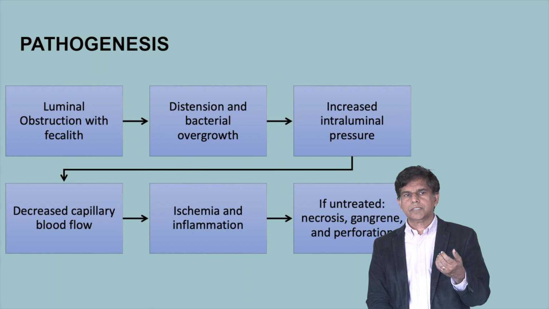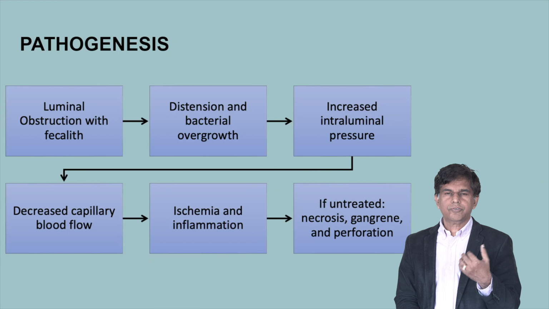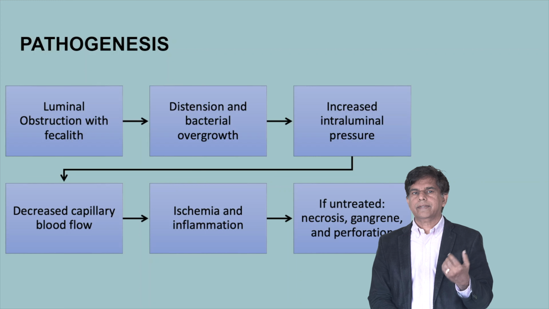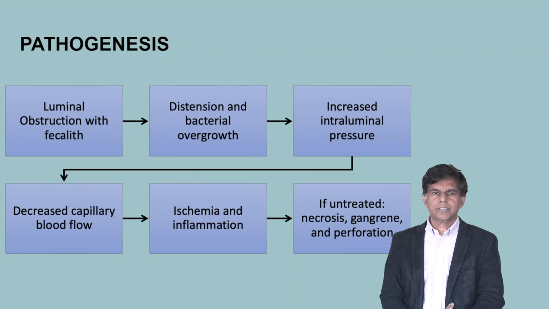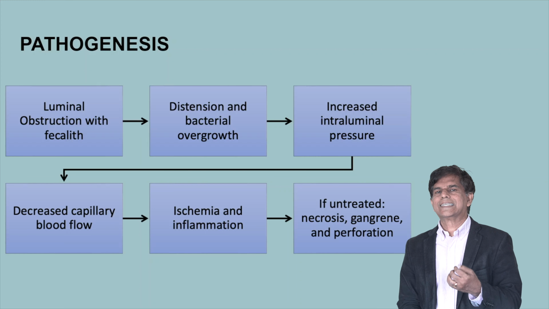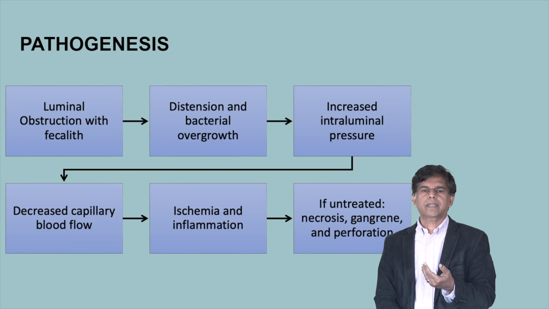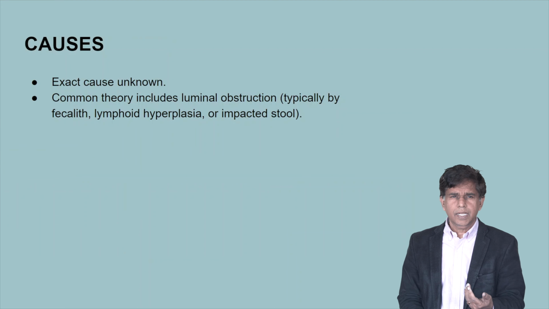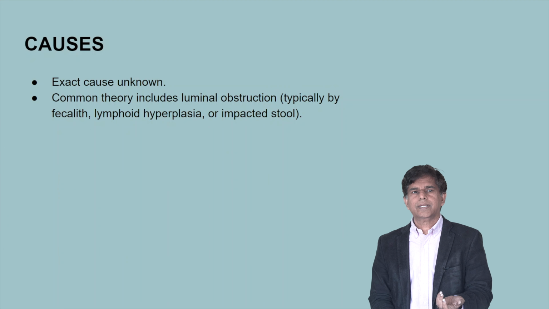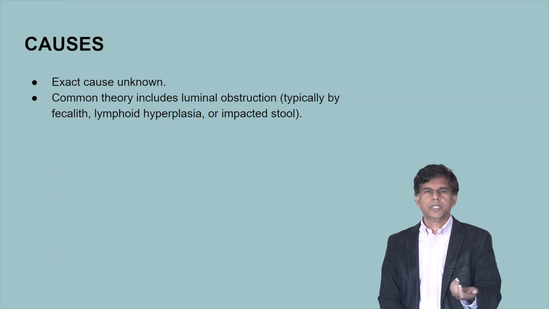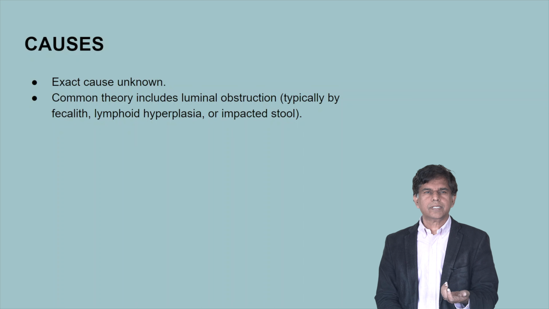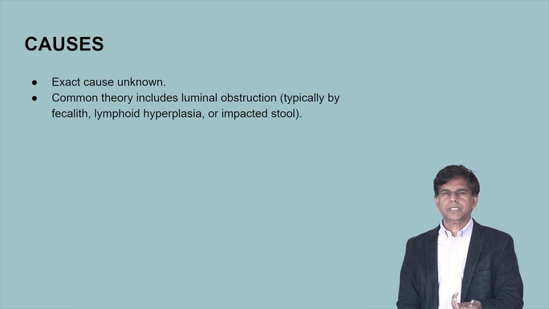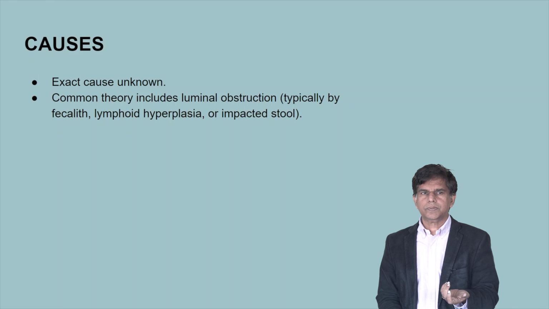Pathogenesis: there's luminal obstruction with a fecalith, that's the initial step, and then distension that causes bacterial overgrowth, increased intraluminal pressure, followed by decreased capillary blood flow, ischemia and inflammation, and then all the complications of the untreated can develop. Okay, the cause is not very clear. Common theories are luminal obstruction, typically by fecalith, lymphoid hyperplasia, or even impacted stool.